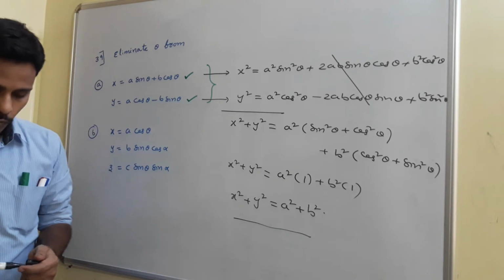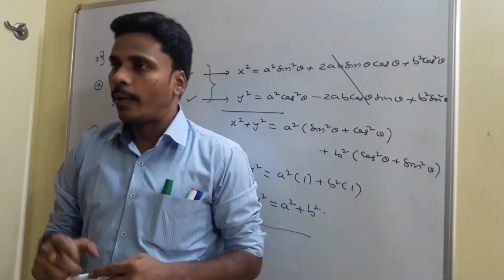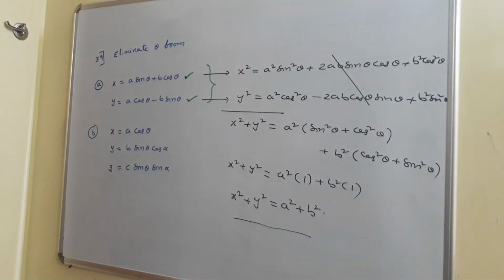Have a look at the problem once. Since they ask us to eliminate theta, I just squared on both sides and then added. Just look there. See, very simple problem. In the similar fashion we need to do the second one.